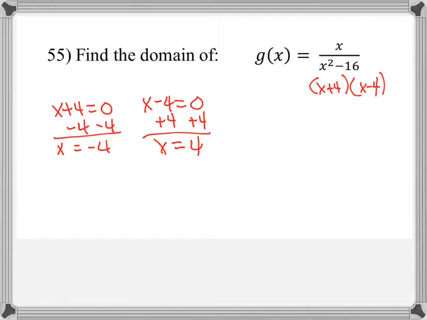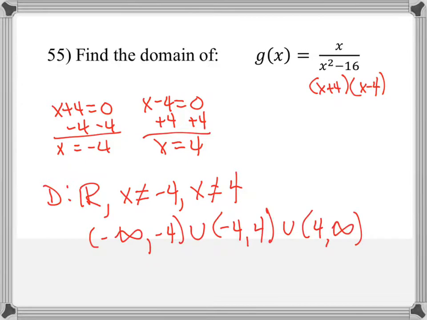So the domain is the set of all real numbers such that x does not equal 4 and x does not equal negative 4. In interval notation, that would look like this. We go from negative infinity to negative 4, union negative 4 to 4, union 4 to infinity, with parentheses on all the intervals.